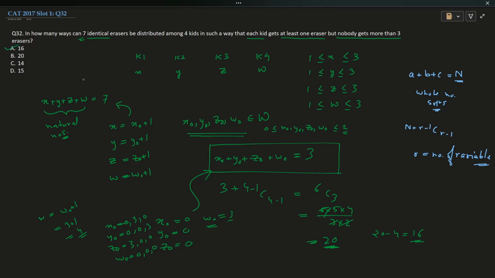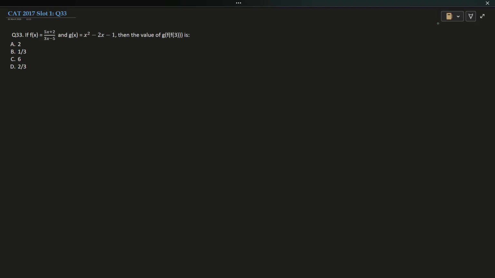This is moderate to difficult, I would say. Okay guys, so let's move on to the next question. We are given a function f of x and a g of x, and we are asked to find the value of g of f of 3. This is a very simple question, guys. This is I think a class 8 level question.